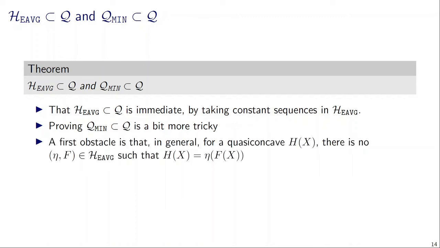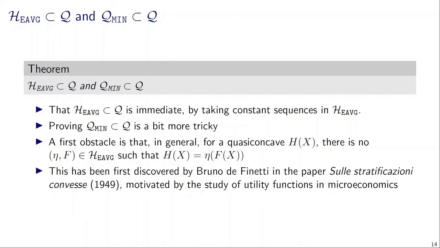The first obstacle is that, in general, for a quasi-concave unconditional form, there is no eta f such that H would be eta f and f is concave. This was first discovered by Bruno de Finetti in the 40s, motivated by a study of utility functions in microeconomics.